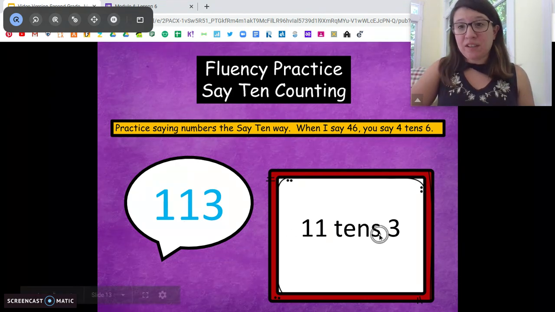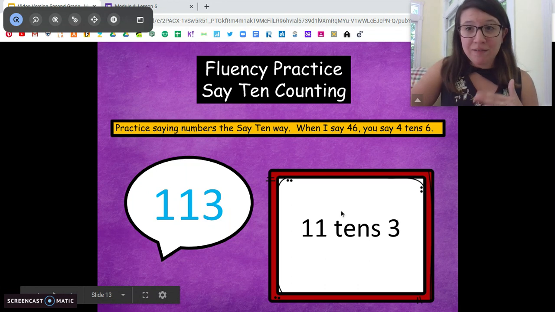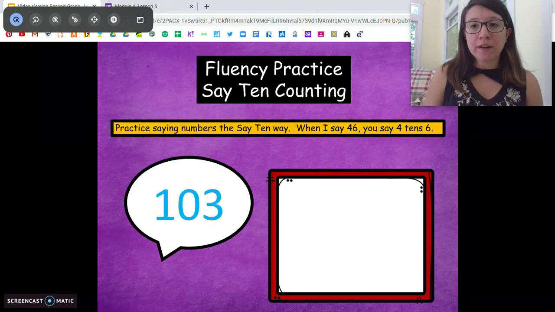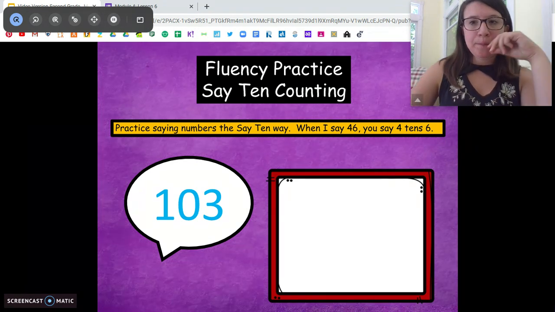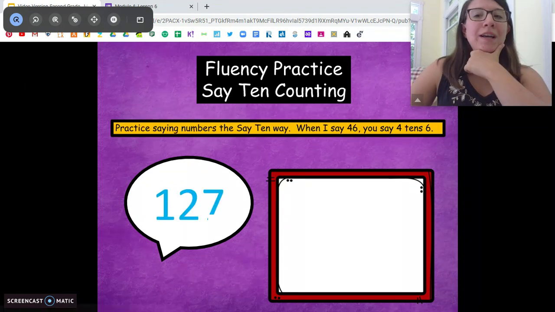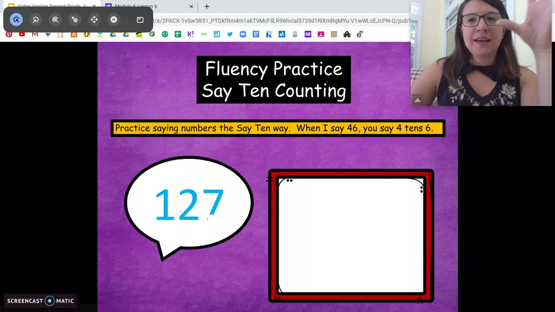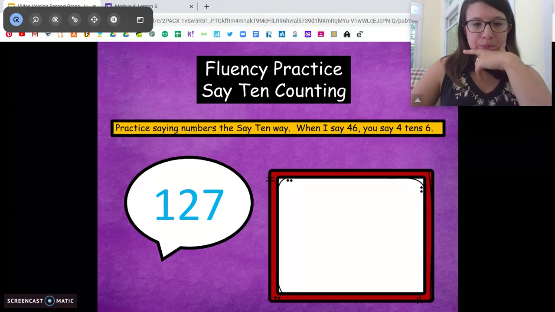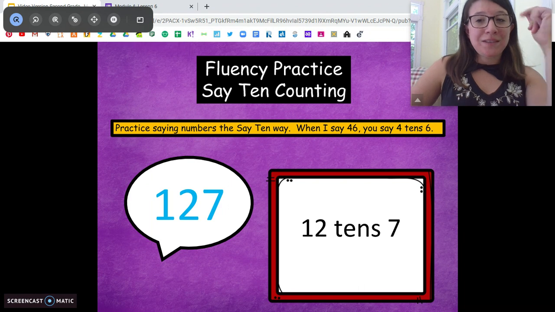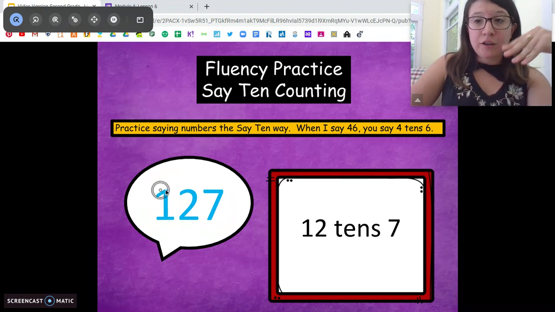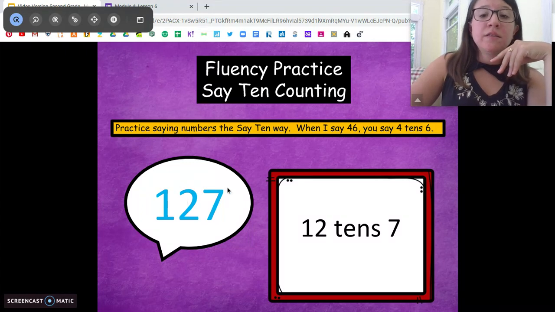11 tens equals 110, but we're not doing hundreds, remember, just the tens. All right, try this one. 103. Say it the say 10 way. 10 tens 3. Awesome work. 127. How many tens, how many ones? Say it the say 10 way. 12 tens 7. Here's your 12 tens, which equals 120. 100, 2 tens, 12 tens, 7.